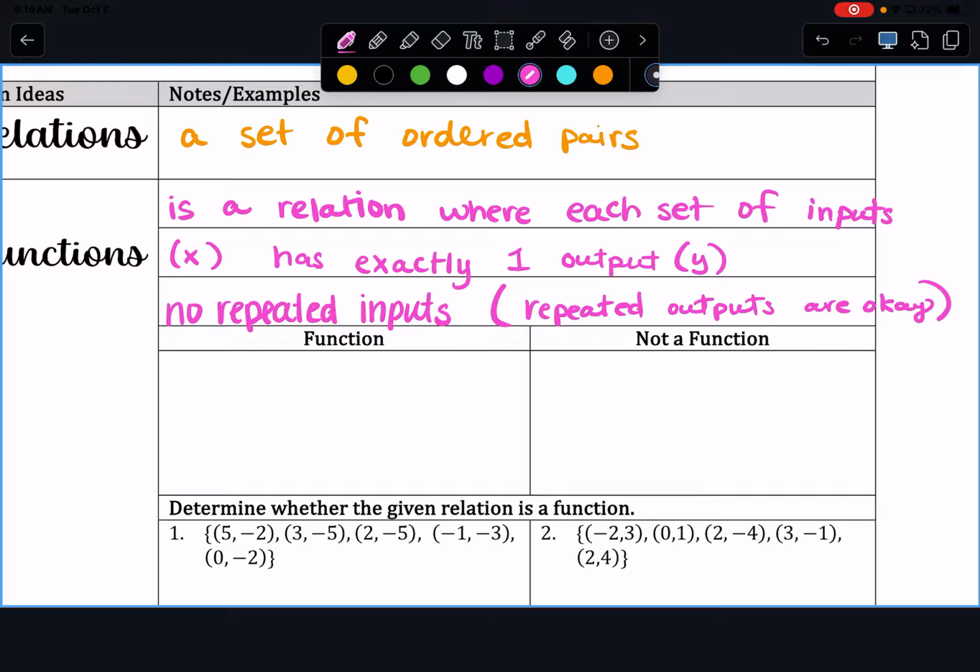But if I said November is Jaden's birthday, is that the only answer I could have there? No, I could have multiple answers. November is a lot of people's birthday, right? So would that be a function? No. Okay, so that's what it means.